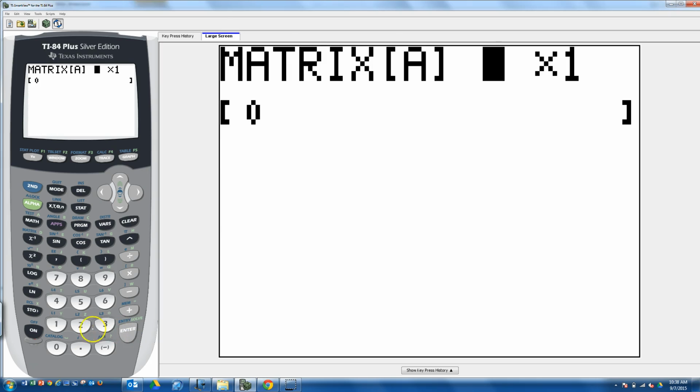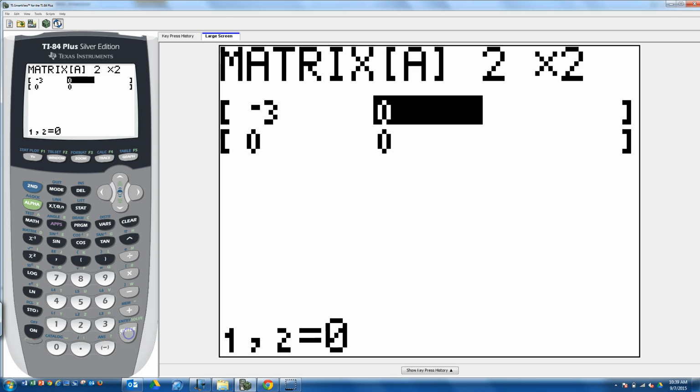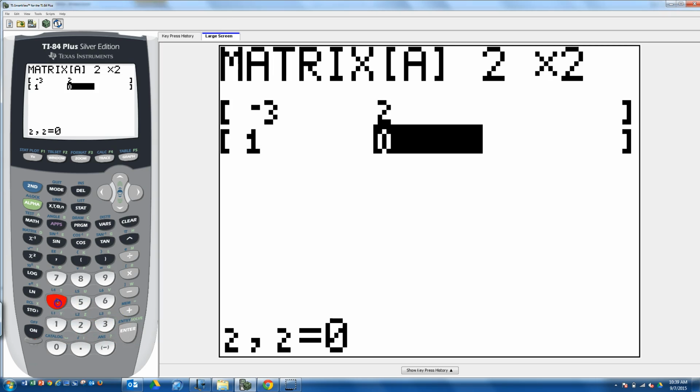The first one I want to put in is a 2 by 2, based on my problem. I hit enter and enter, and it should show you the 4 entries. So you just type it in: -3, enter, and it goes over, so 2 enter, 1 enter, 4 enter. Okay, so that's entered in.